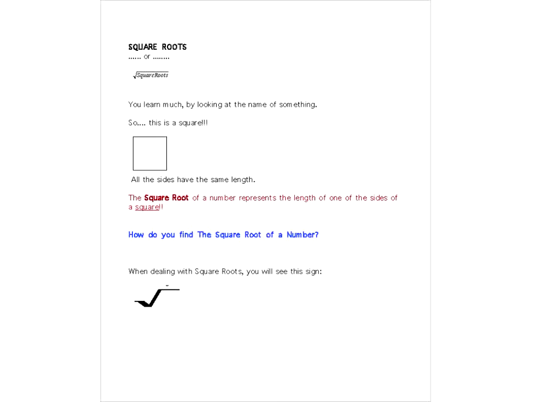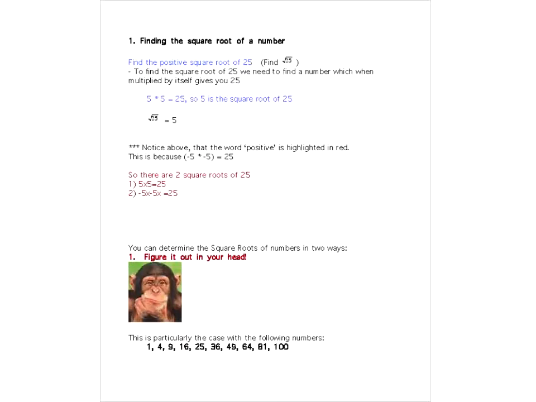And how do you find the square root of a number? Of course, we use that sign there. You can either do it in your head, and if you do it in your head, remember the positive square root. When you look at the square root symbol, it actually means the positive square root. That's what that symbol means. But if somebody asks you, what's the square root of 25? There's actually two different square roots, right? It could be 5 times 5, or it could be minus 5 times minus 5.